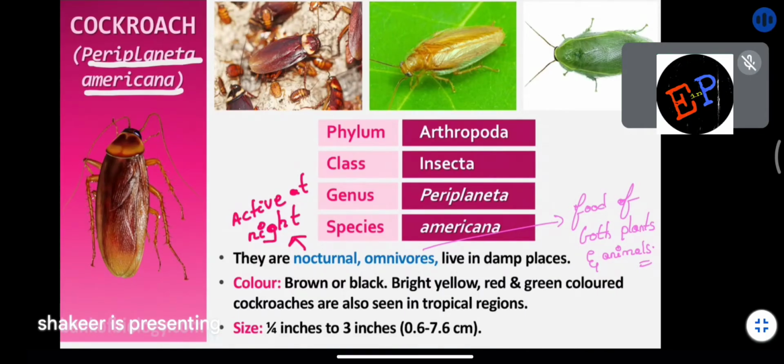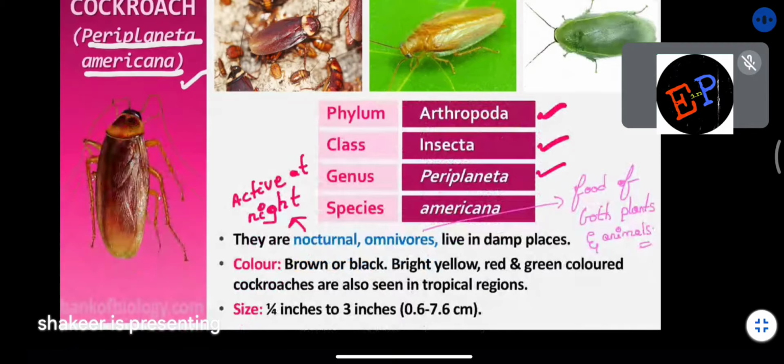So this cockroach belongs to which species? The species is americana, and the genus is Periplaneta. Okay. And the class is Insecta and the phylum is Arthropoda. So this is about the classification of cockroach.